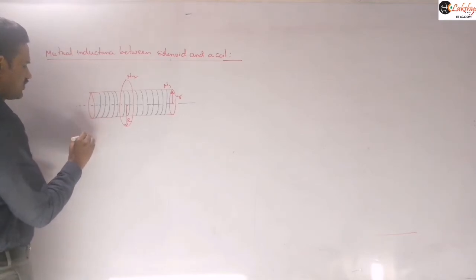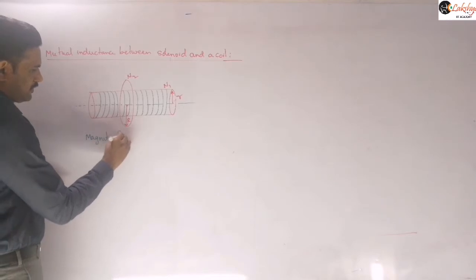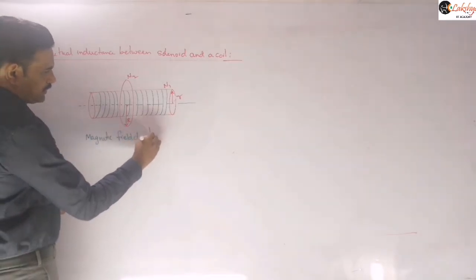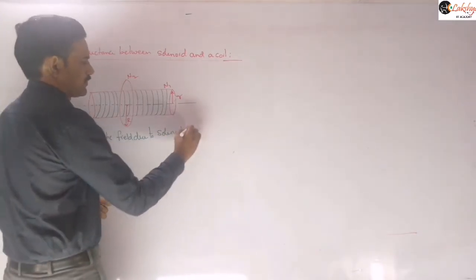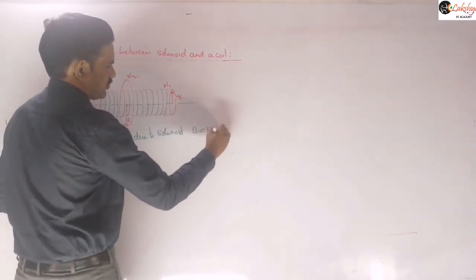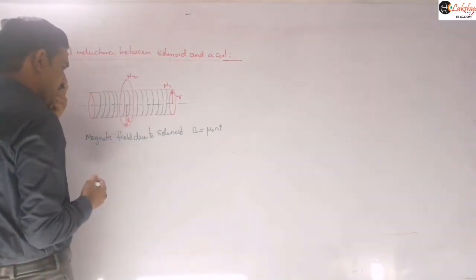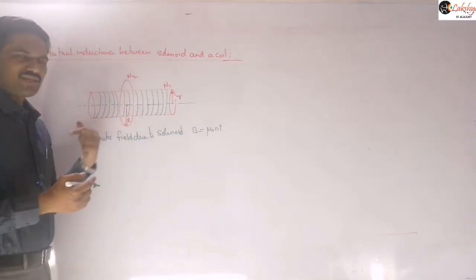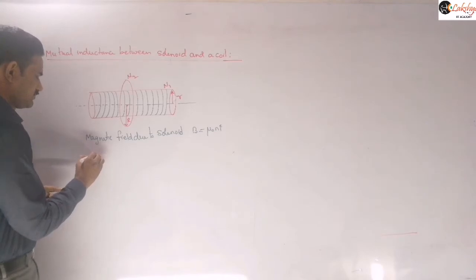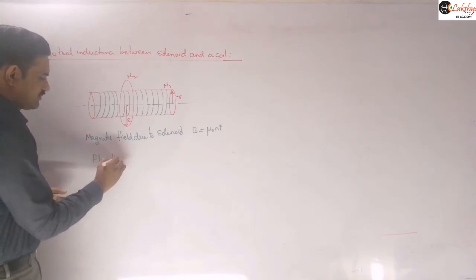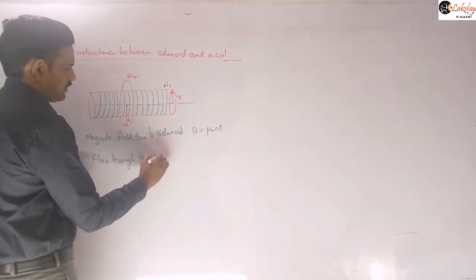So the magnetic field due to the solenoid, first I am writing here. This value we can write as mu naught n i. Right? So that is mu naught n i. And where n, in terms of this n1, if you want to write, you can substitute later. Now the magnetic flux I am writing here: flux through the coil.